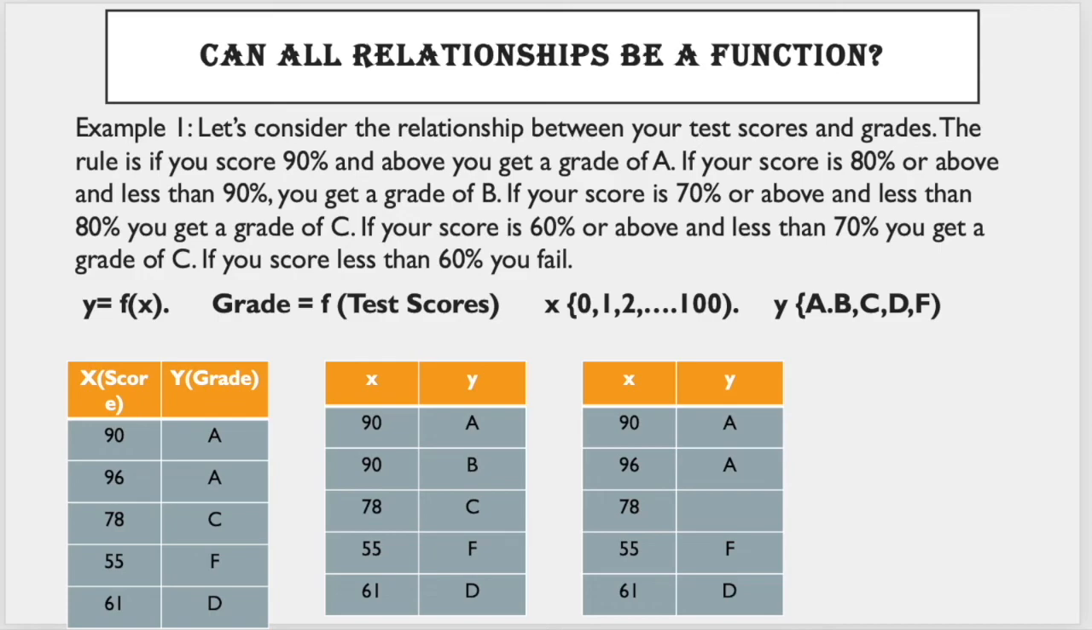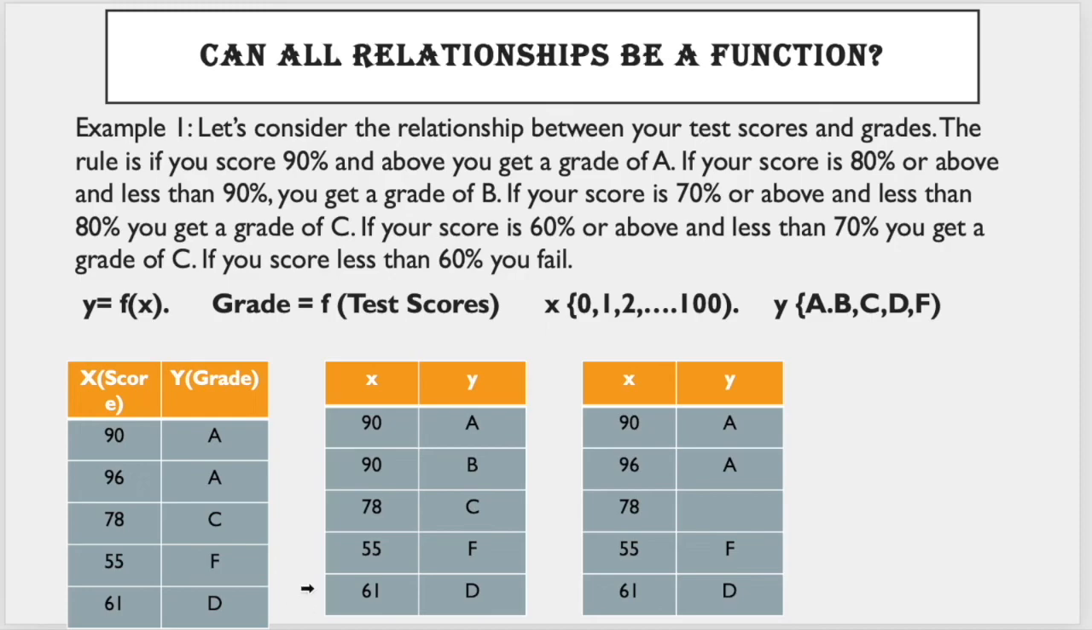So if you write the domain for this function, or the input values for this function, it can be from 0 to 100. So one can score from 0 to 100. And your y values, or the output values, would be A, B, C, D, and F. If you score a 0, you get F. If you score 100, you get A. So the conditions are given. Now let's look at three different scenarios.